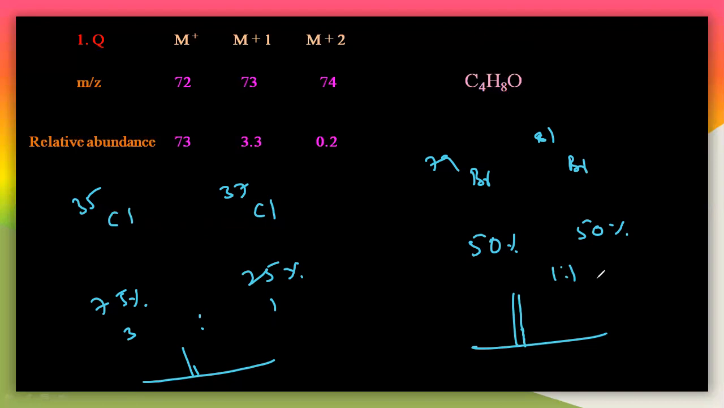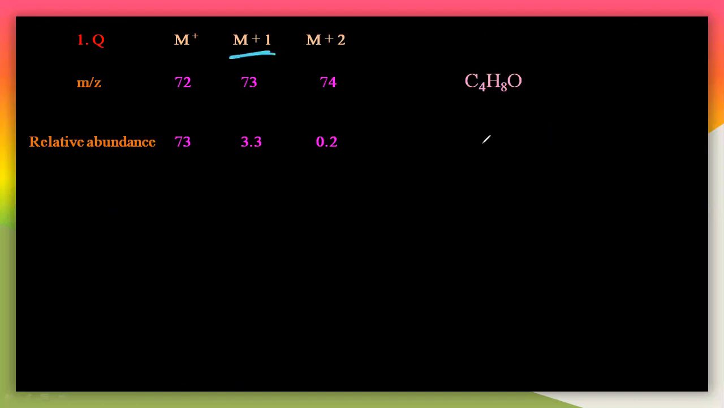So you will get chlorine and bromine as an M+2 peak here, but you will never get M+1 for chlorine and bromine here.